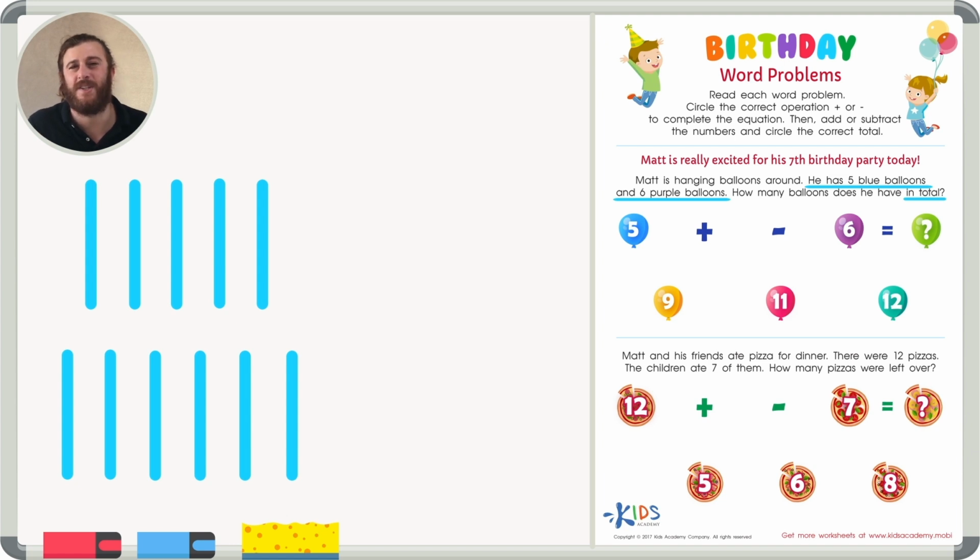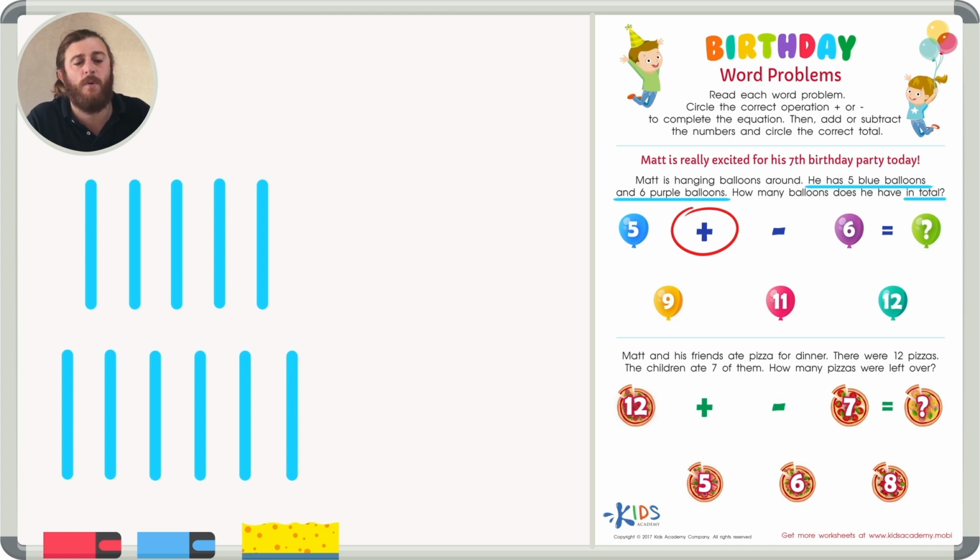In this problem, nowhere does it say that a kid popped a balloon or a kid took a balloon home. Nowhere is the number of balloons getting smaller. If anything, the number of balloons is going to get larger because we have to find the blue balloons and the purple balloons added together. We're going to be adding in this problem to find out the total. The word total usually gives you a clue that this is an addition problem. So let's count our balloons or add them together.